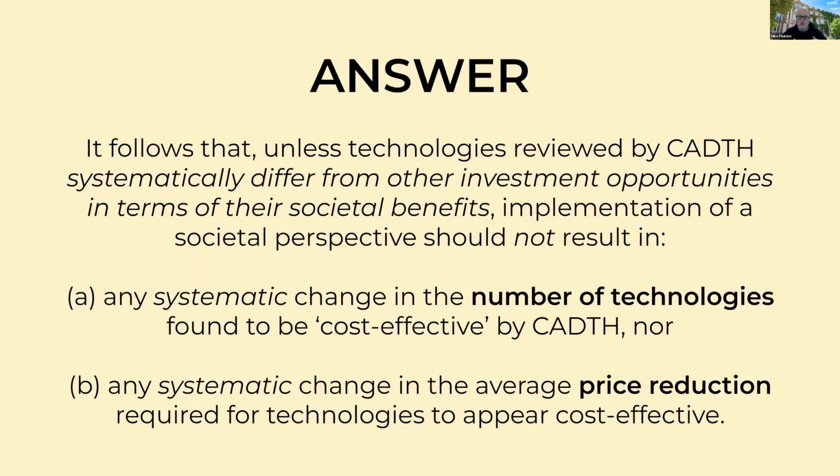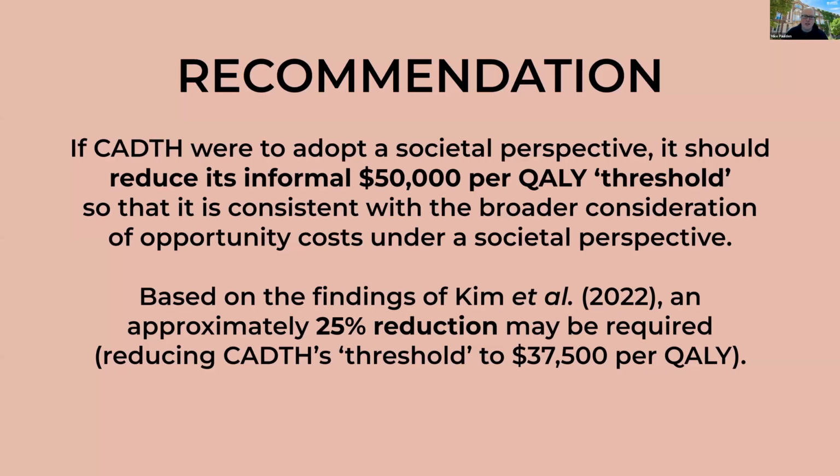One indicator, if CADTH were to implement a societal perspective, that perhaps the threshold has not been adjusted properly, would be if we saw a systematic change in the number of technologies being found cost effective, or a change in that average price reduction over the many different technologies that CADTH reviews. So my recommendation would be, if CADTH were to adopt a societal perspective, it should reduce its informal $50,000 per quality-adjusted life year threshold so that it's consistent with the broader consideration of opportunity costs under a societal perspective. Based on the findings of Kim et al. 2022, an approximately 25% reduction may be required.